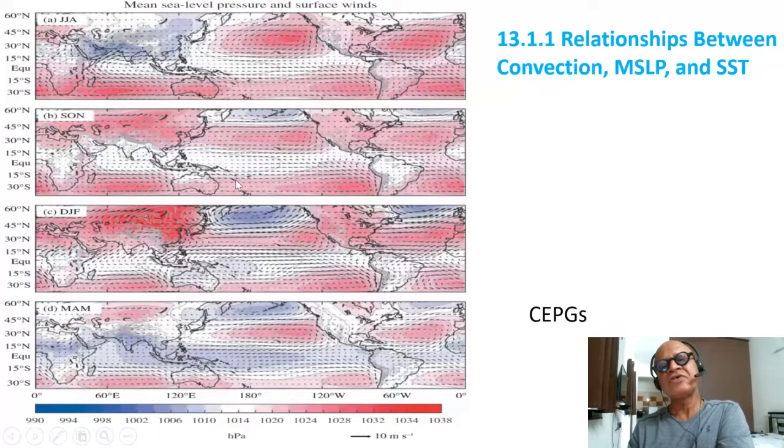We want to understand the relationships between mean sea level pressure, convection, that's what we're after, and sea surface temperature distributions. If you remember the mean sea level pressure and surface winds we saw before, we had the subtropical gyres, the trade winds, the doldrums or the ITCZ here, and of course the seasonal change of the monsoon, southwesterlies, intermonsoons, northeasterlies, and the intermonsoons.